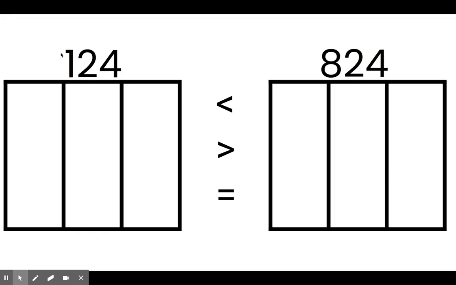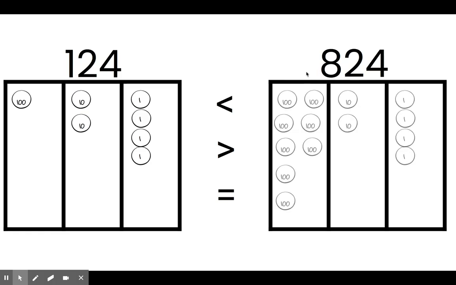Here on this side, we have 124. Let's represent 124 with place value disc drawings. I know I need 1 hundred, 2 tens, and 4 ones to represent the number 124. Let's look at this number over here, 824. I also need 2 tens and 4 ones in this number, but instead of just 1 hundred, I need 8. 8 hundreds, 2 tens, 4 ones make up the number 824.